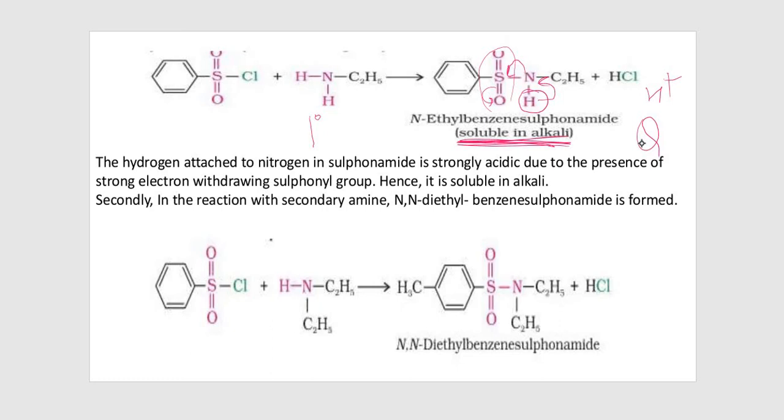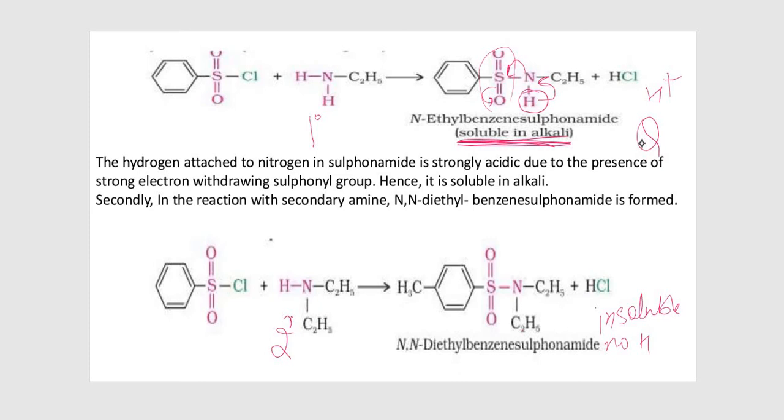While if we have a secondary amine, the compound formed is insoluble in alkali. Why is it insoluble in alkali? Because it doesn't have that acidic H. Can you see both are R? There is no H, no acidic H. So that's why it is insoluble in alkali.